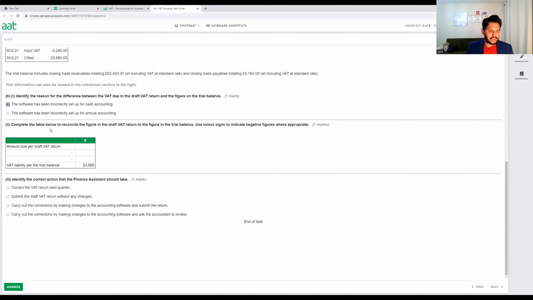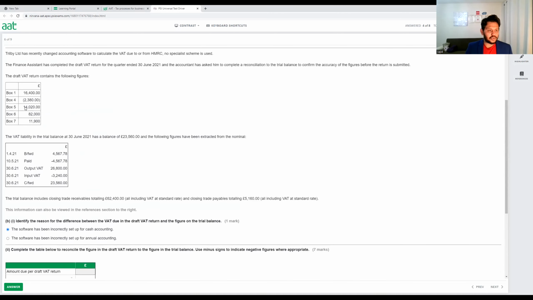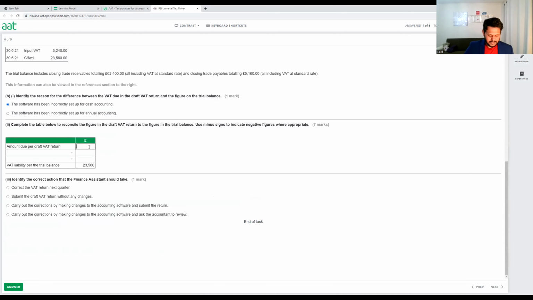All right, then it says complete the table below to reconcile the figures. We can use the minus sign where appropriate. Okay, amount due on the VAT return. So the amount as per VAT return: the VAT return said we need to pay £14,020 on box number 5. So we need to write here £14,020. According to the VAT return, we need to pay HMRC this amount. But now we need to make the adjustment because the trial balance says we need to pay 23,560. So we need to do two adjustments, one for the trade receivables, one for the trade payables.